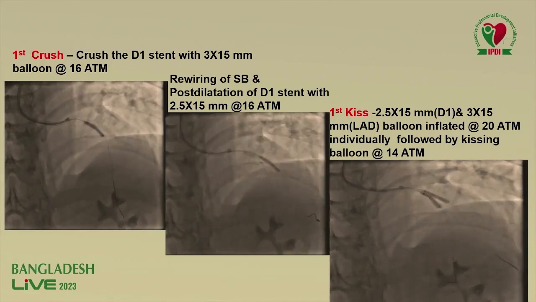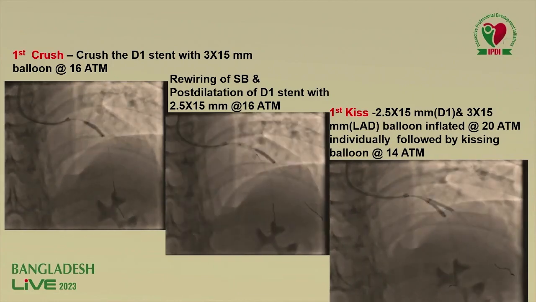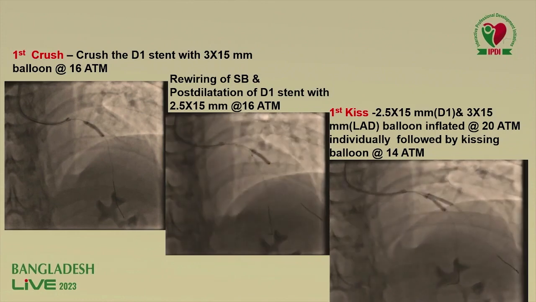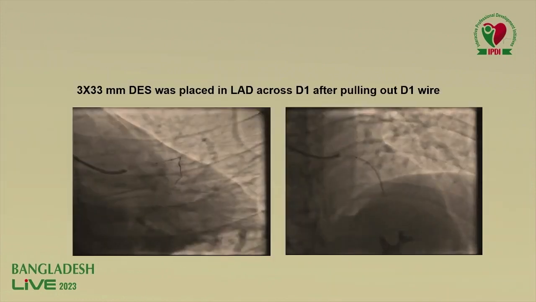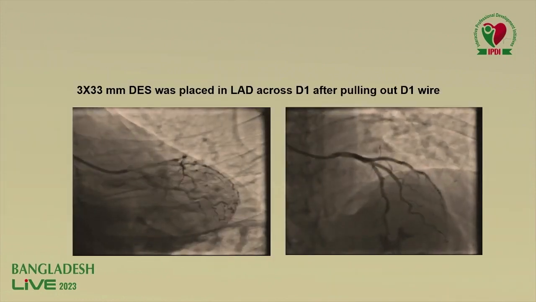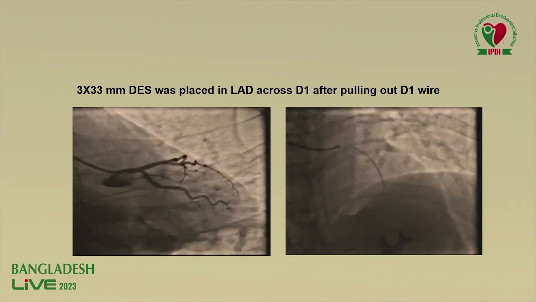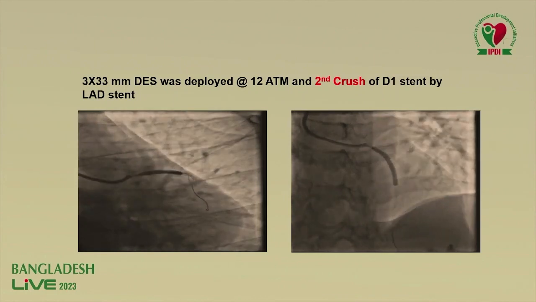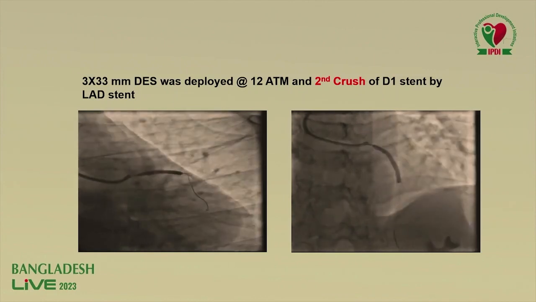This is a two-step process. First, a 2.5 by 15 millimeter balloon in D1 and a 3 by 15 millimeter balloon in LAD were inflated at 20 atmospheres individually, followed by kissing balloon at 14 atmospheres. A 3 by 33 millimeter stent is placed in LAD across the diagonal after pulling out the D1 wire. Then the drug-eluting stent was deployed at 12 atmospheres, and second crush of the D1 stent was done by the LAD stent.